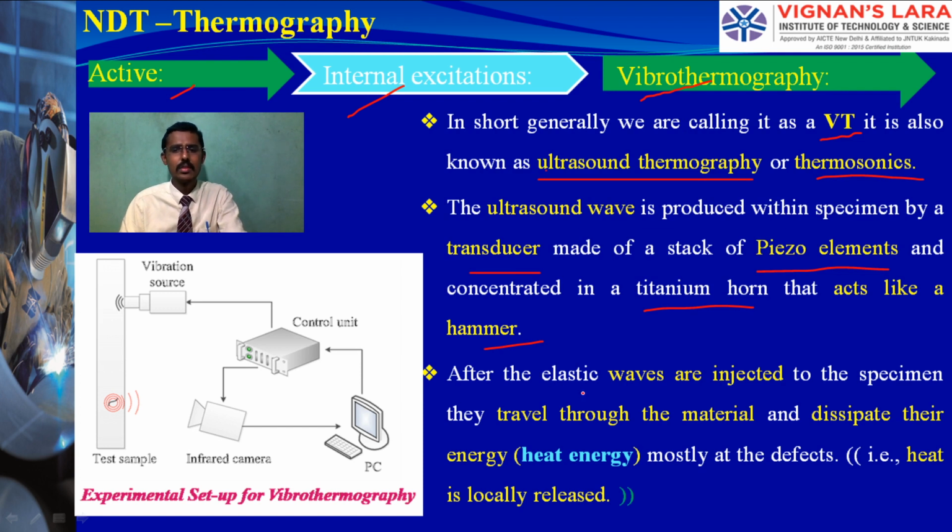After the elastic waves are injected into the specimen, the vibration travels through the material until the defect is encountered, and the change of heat will occur. The waves travel through the material and dissipate their energy. The dissipation is mostly at the defect, because there is a jump there, a crack, a void crack. So the heat is locally released. It is locally released there, and that is going to be the high point, the releasing point.